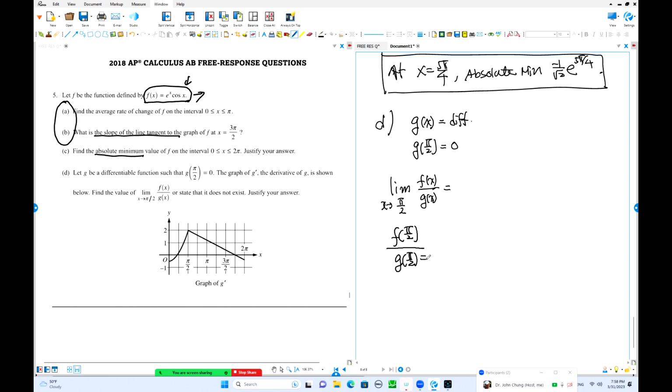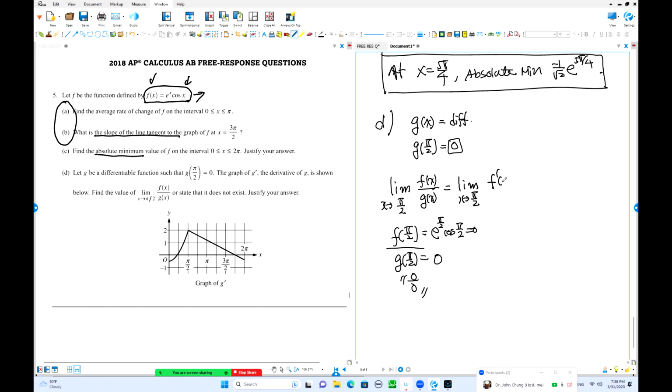Is this how it looks? g(pi over 2) is already given as 0. What is f(pi over 2)? Put this number in there: e to the pi over 2 times cosine pi over 2. Cosine pi over 2 is 0, right? So there is 0 over 0. That means we have to apply L'Hopital's rule.